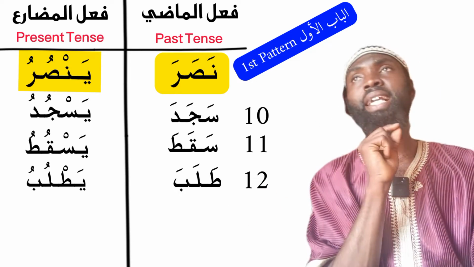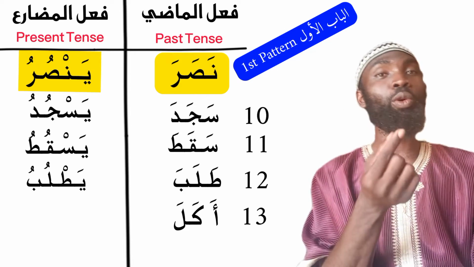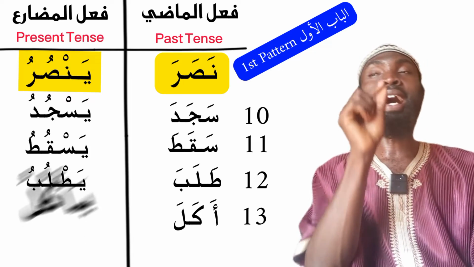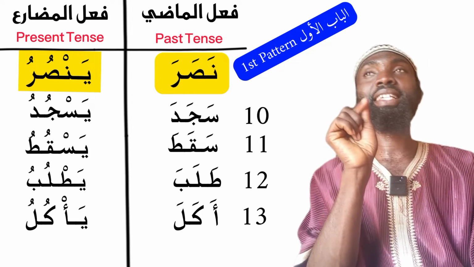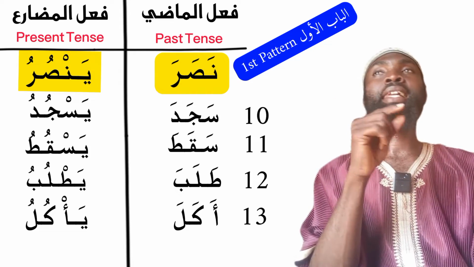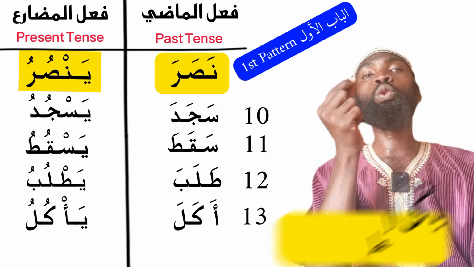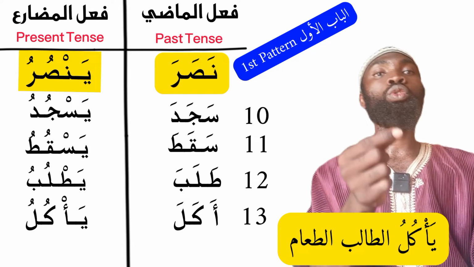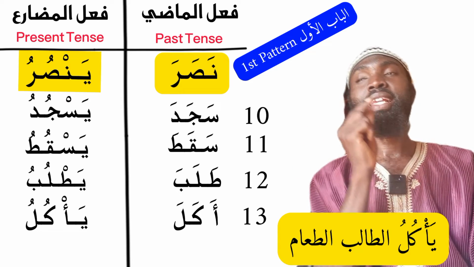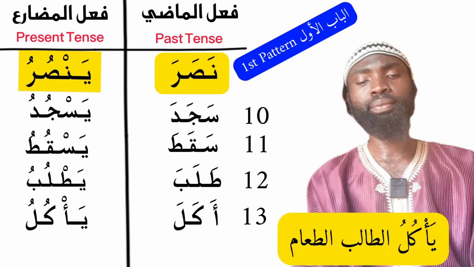Another example we can find under this pattern is the word akala, which is a common word. Akala means he ate. So the present tense will be what? Yakulu. You can say the second letter kaf will not be carrying dhamma. Akala yakulu. Akala, he ate. Yakulu, he's eating. An example, we can say yakulu talibu ta'ama. The student is eating the food.